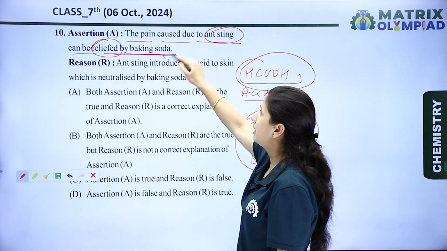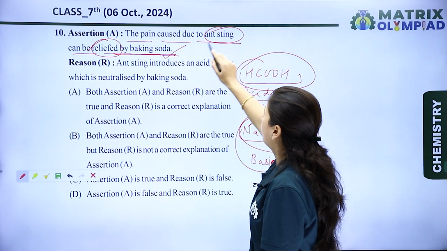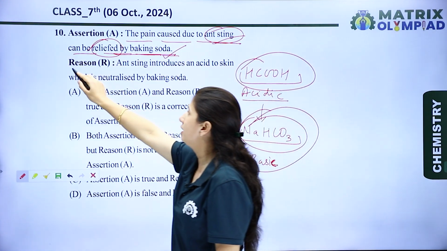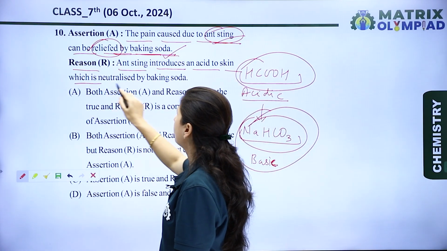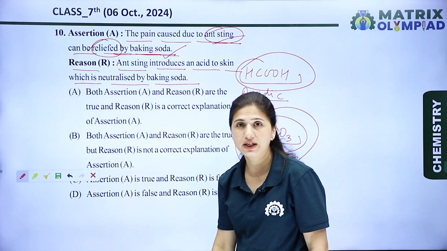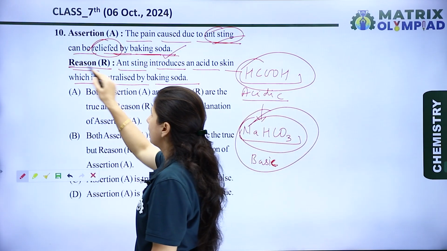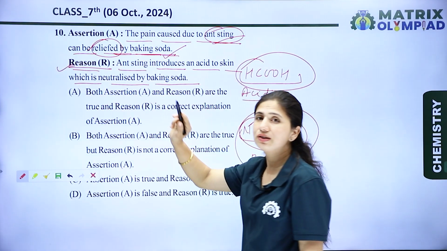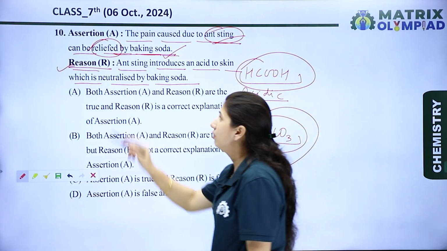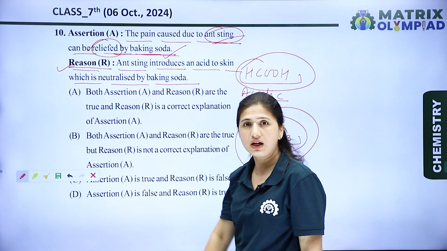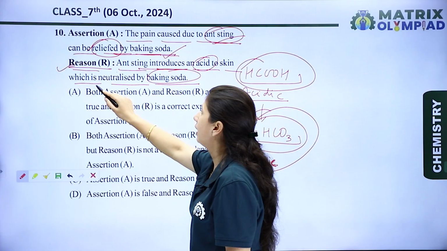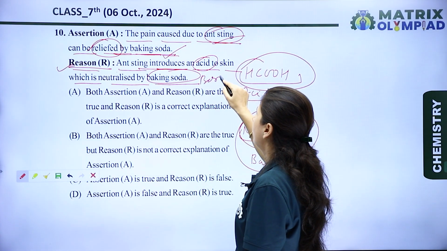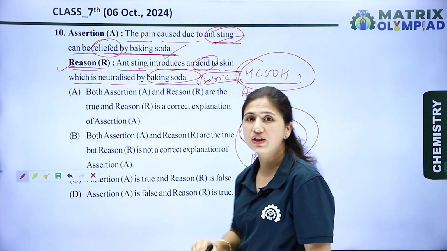So we can easily use baking soda in the treatment of an ant sting. Now the reason is, ant sting introduces an acid to the skin which is neutralized by baking soda. Yes, it is also a right statement. So we can say the assertion and reason are both right statements, and the reason correctly explains the assertion, because the ant sting is acid and baking soda is basic in nature. So because of the acid-base reaction, it can be neutralized.